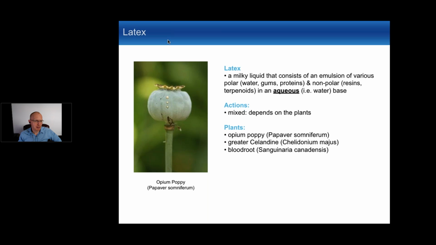So, a classic example of a latex is opium poppies. If you look on the left, there's an opium poppy there, and I used a needle to put little holes in it. You can see what is excreted there is the latex. And so what people do is they'll gather that latex off, dry it, and that's where you get raw opium. And then that can be further processed to make other narcotics from it.